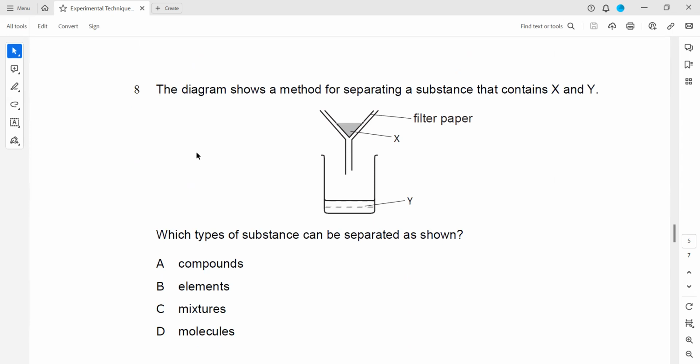The diagram shows a method of separating a substance that contains X and Y. Which two substances can be separated? So what is this technique? These are all techniques to separate mixtures from each other. The main chapter is separating mixtures, two substances which do not have a chemical combination. Only physically they combine, so we call them a mixture. So we use these to separate the mixtures from each other, because there is no chemical reaction, it's a physical change.